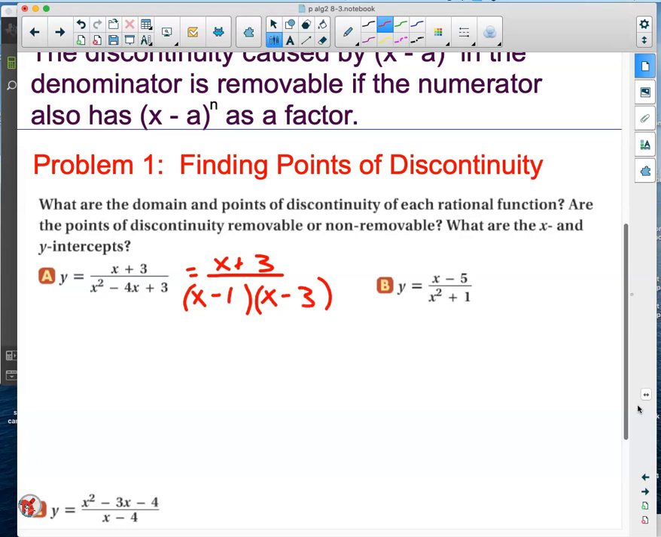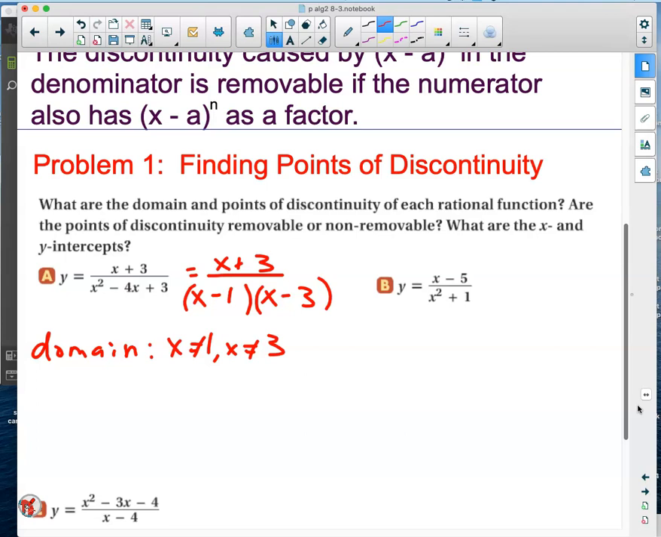So now, it says do this in this order. Talk about the domain. What x's are out? 1 and 3 are done. So x can't be 1 and x can't be 3. So we say x is not equal to 1 and x is not equal to 3.